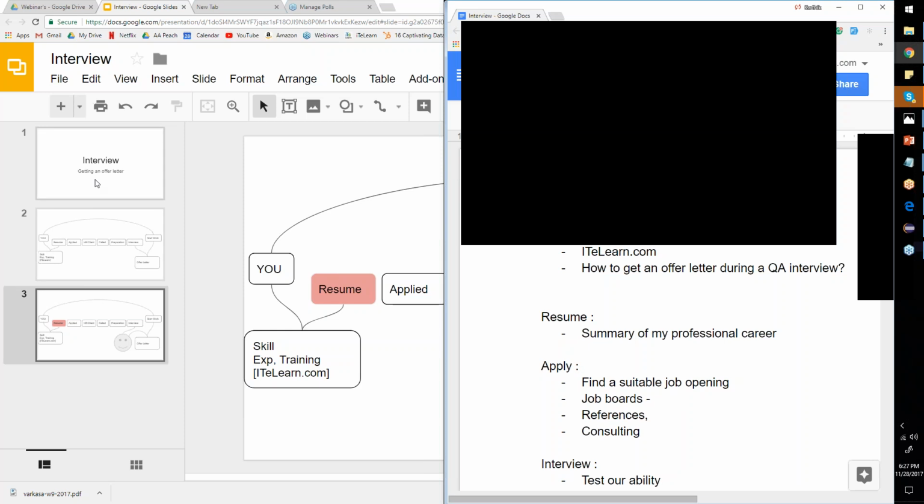Let's tackle the getting an offer letter challenge. Job boards. What is the advantage for a job board to find you a job? Did anyone ever think about it? Why should they find you a job? The Glassdoor of the world, or Indeed, or LinkedIn, all of this. Why should they get you a job?